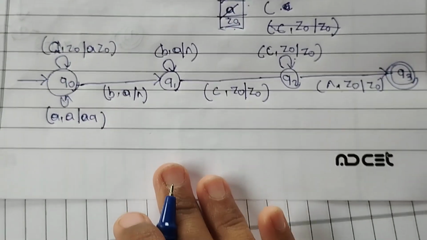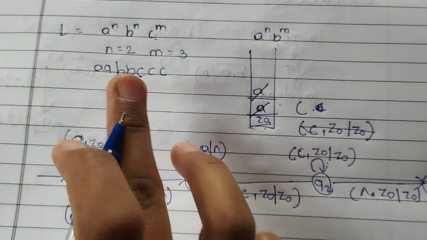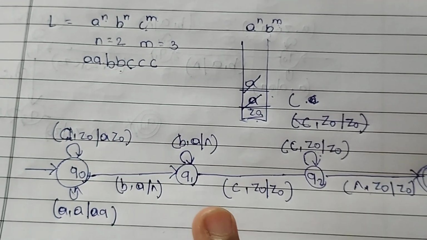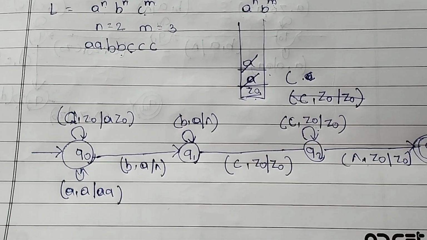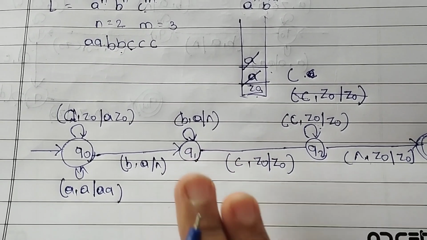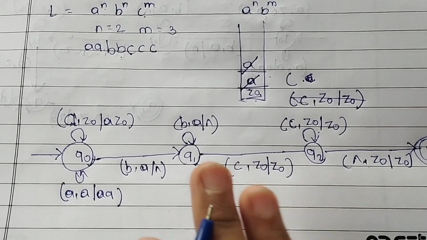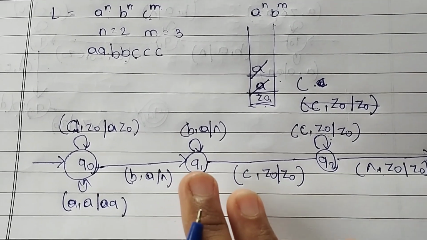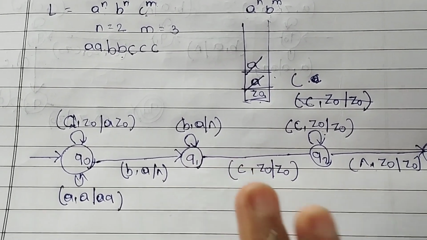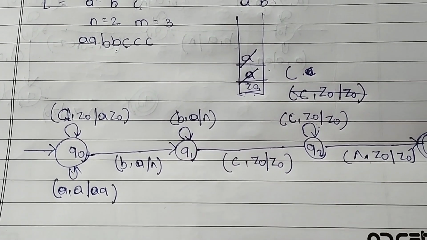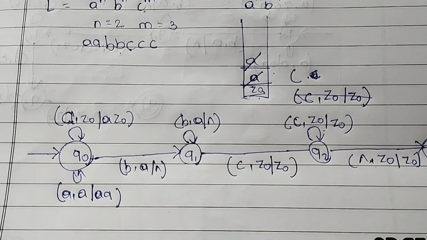So this is the PDA for the example A raised to n, B raised to m, and C raised to m. Now if the question is for only 3 to 4 marks, then you only draw the PDA. And if the question is for 6 marks or 7 marks, then the transition table is also required. Now how do we draw this table?